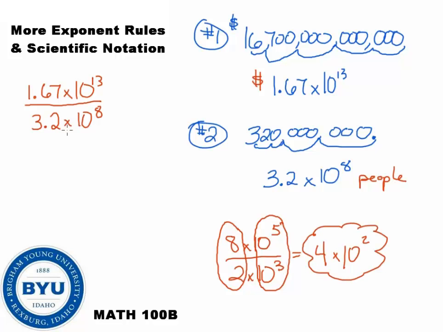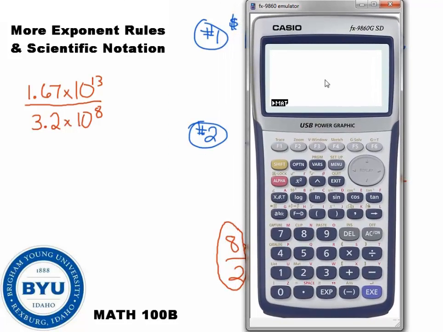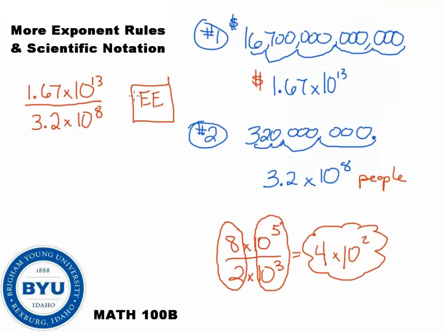We could do that here with this problem as well, but what I want to do is show you how to do it on the calculator. Because these are big numbers, calculators work really well. I'm going to go ahead and bring up my calculator. You're going to need to find the power button, though. On a Casio, it's this EXP button. On other calculators, it's this EE button. That would be if you had a Texas Instruments. They have this EE, or some of them have a 10 to the X or 10 to the Y button as well. You're going to want to find that and make sure you can do this.